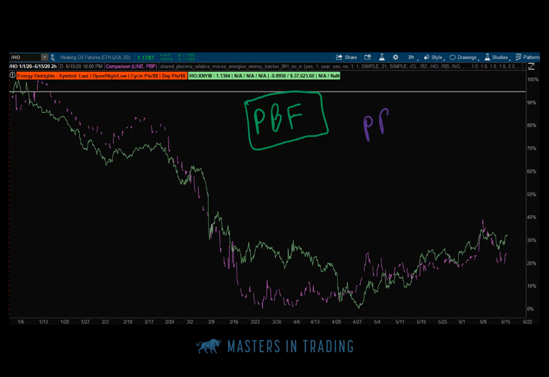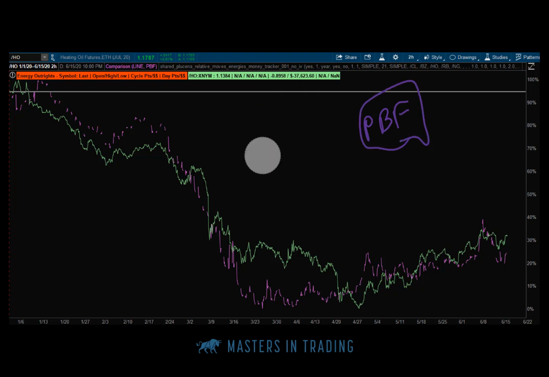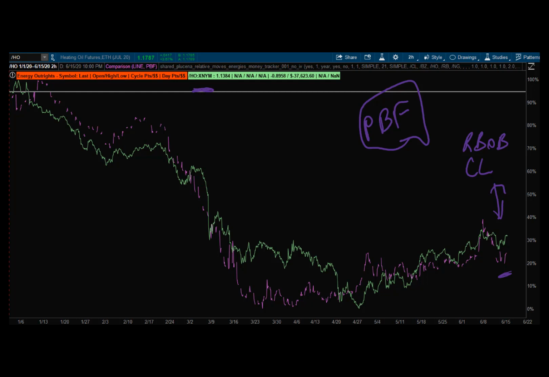and I should probably write this in purple. PBF is the one I found to be cheapest relative to heating oil. Because I know that heating oil is inexpensive relative to CL, right? That oil, relative to RBOB gasoline. And so what I wanted to do is, wow, I wonder if I could find something that's also correlated to heating oil, but it's inexpensive relative to heating oil. That's why I came up with PBF. Let's go over to the options chain. I'll show you exactly how I executed the trade.